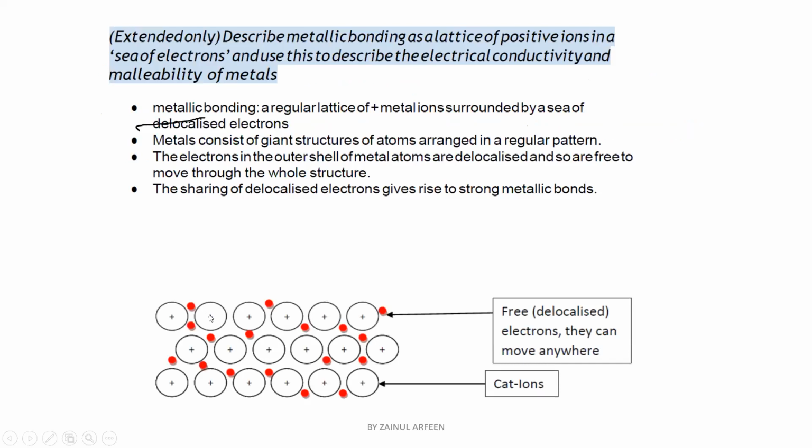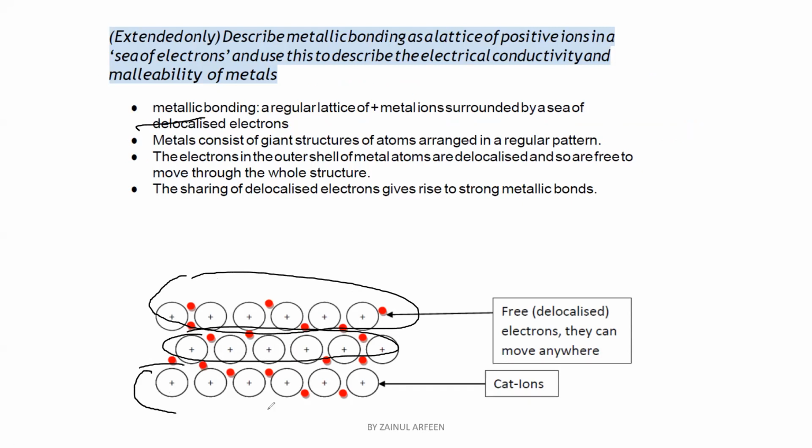So why are the metals malleable? As you can see, there is a layer of positive ions, like this is one layer, but these layers are very close to each other. This is one layer, this is a second layer, and this one is a third layer. So these layers can slide over each other, slip past each other. That's why the metals are malleable. Malleable means we can hammer them into shape.